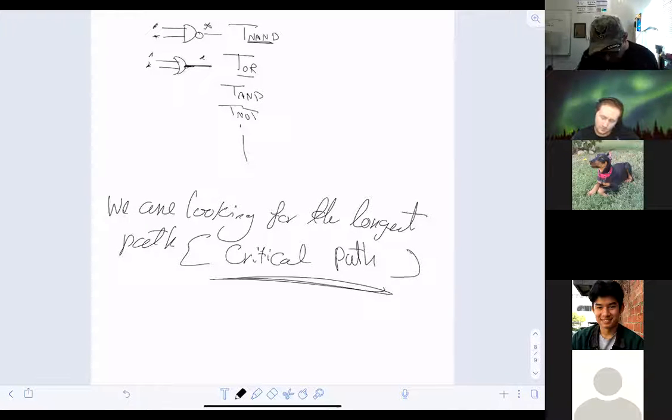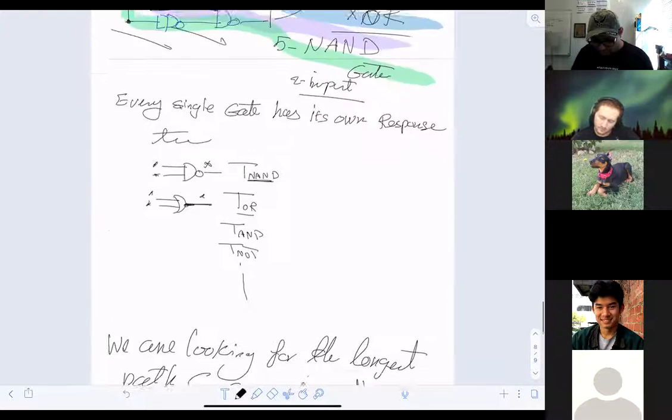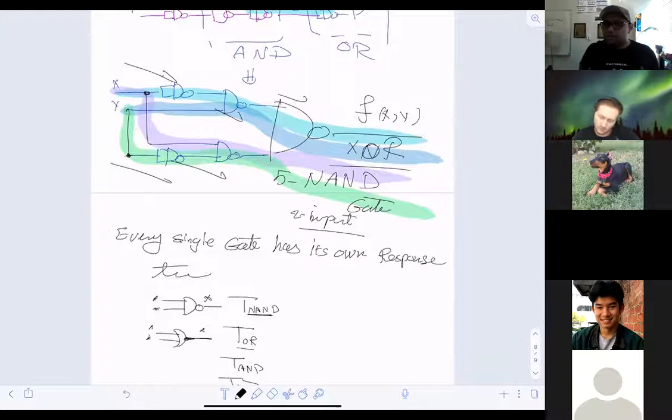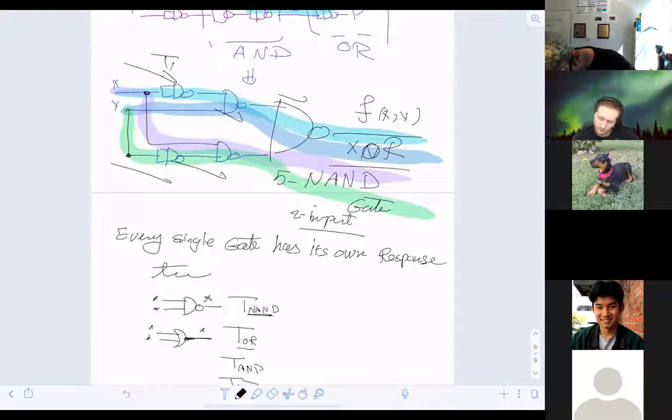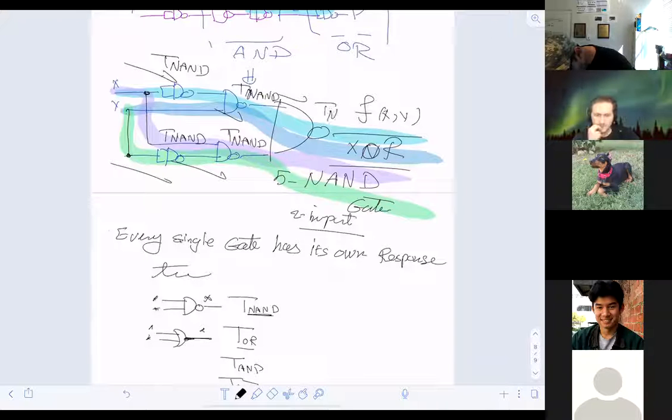Okay, so let's apply the wording that we have in this statement in our current situation, right? So I have here NAND gates. Do you guys agree? So I have here T NAND.